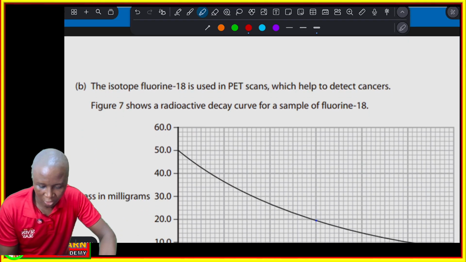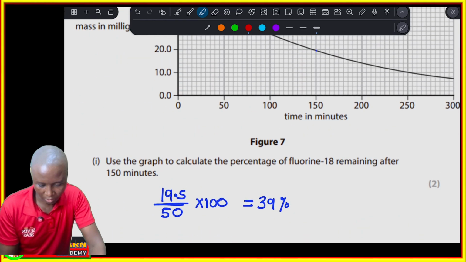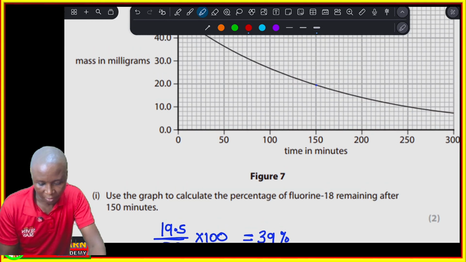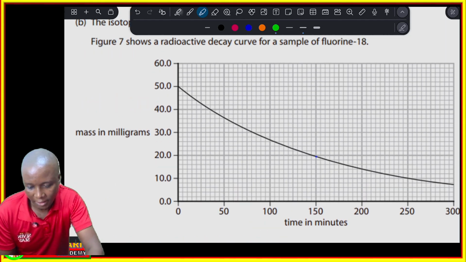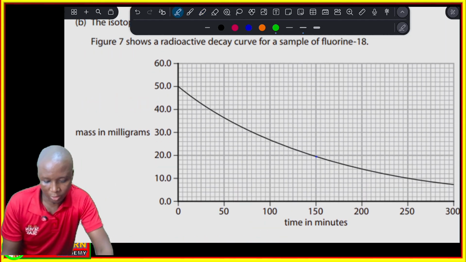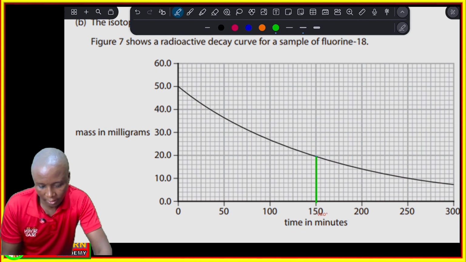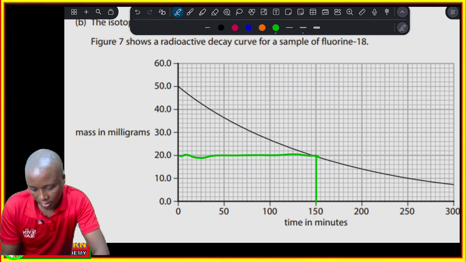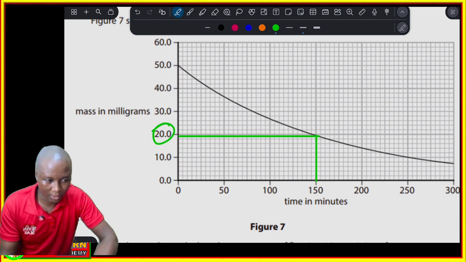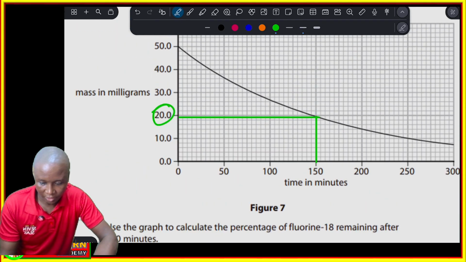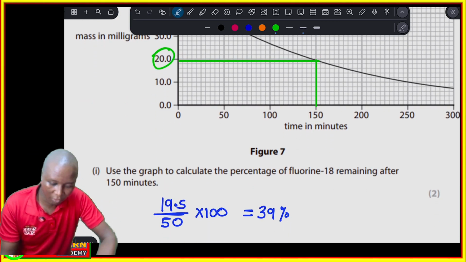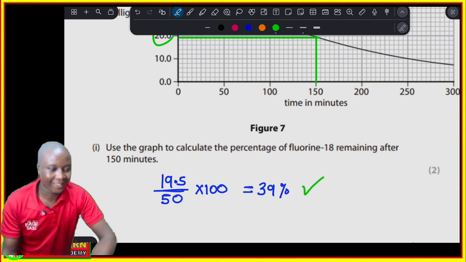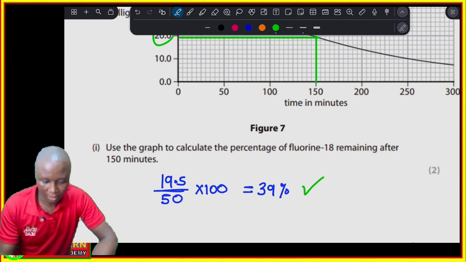We have an isotope, and we are supposed to work out the percentage of fluorine that remains after 150 minutes. What a candidate was required to do in this particular question is to go to 150, draw a straight line and check which value is there, and then go across here, check which reading is at this given point. With that, you can say 20 over 50, because the original was 50, so it's 20 over 50 times 100, which gives us 39% that is remaining.